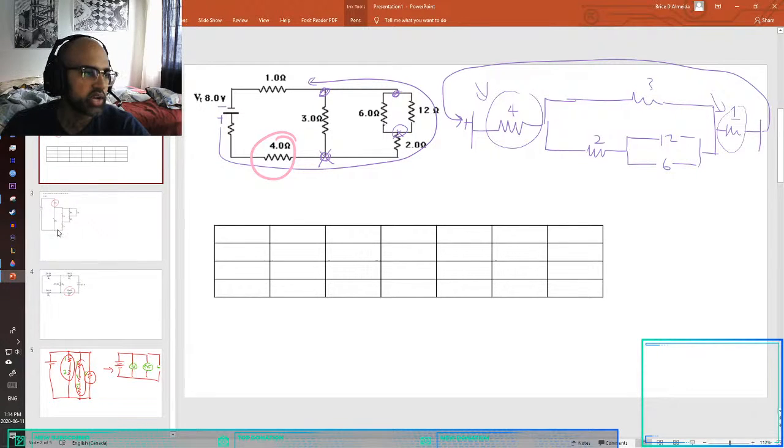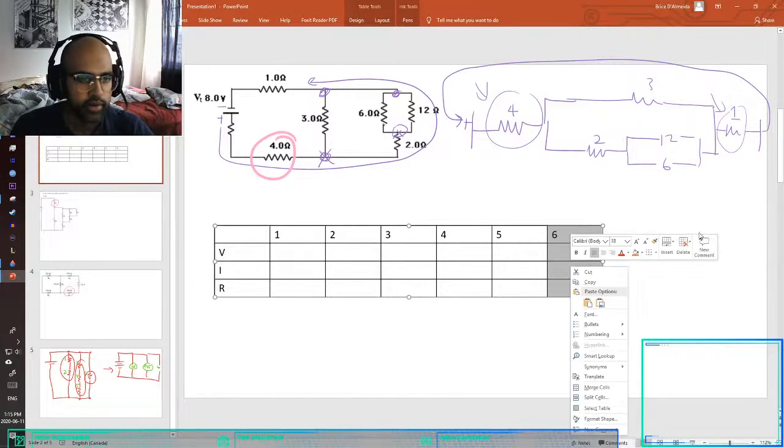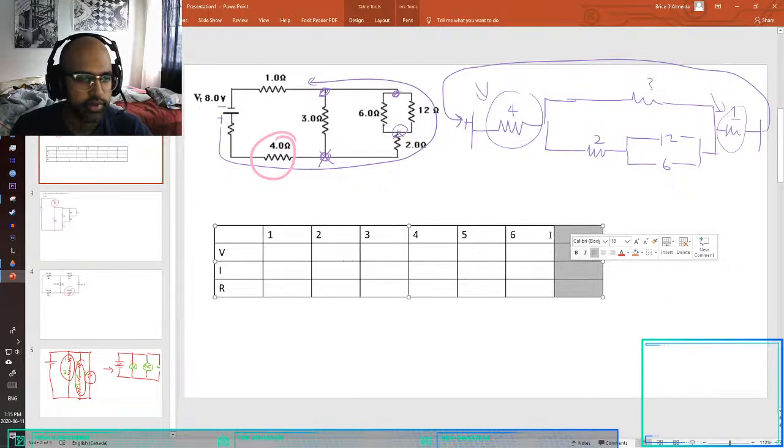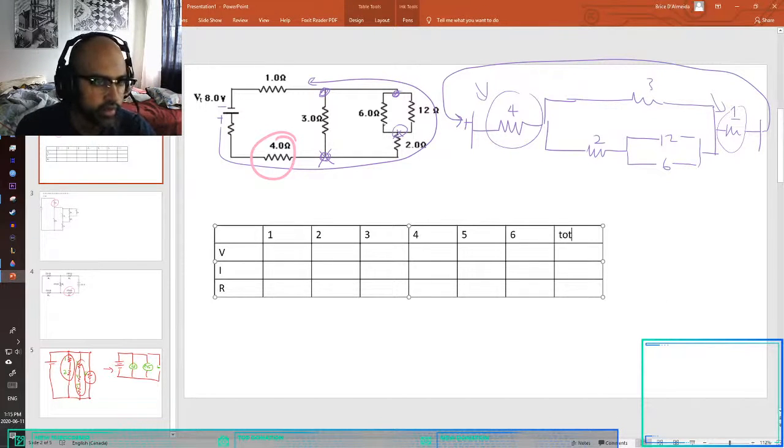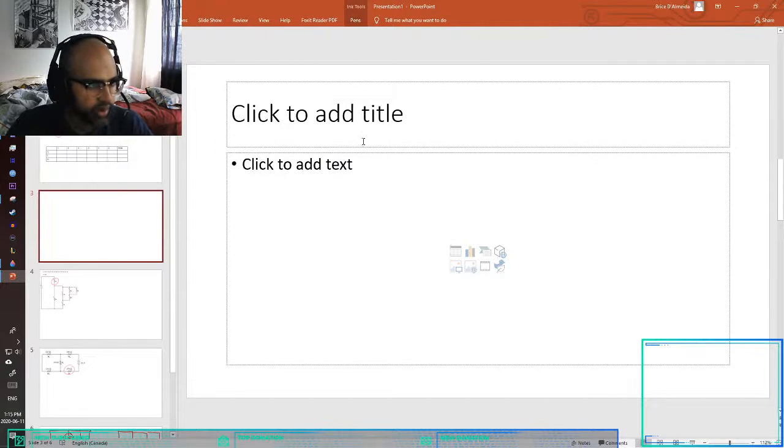Okay, so let's get into it. Let's actually calculate some numbers. First let me just type some stuff in here. We're going to do voltage, current, and resistance. 1, 2, 3, 4, 5, 6. I need another column. Insert columns right. Okay, and then total. Hopefully everyone's okay with that. In fact, let's copy this over to a different page, because this one got a little bit messier than I wanted.